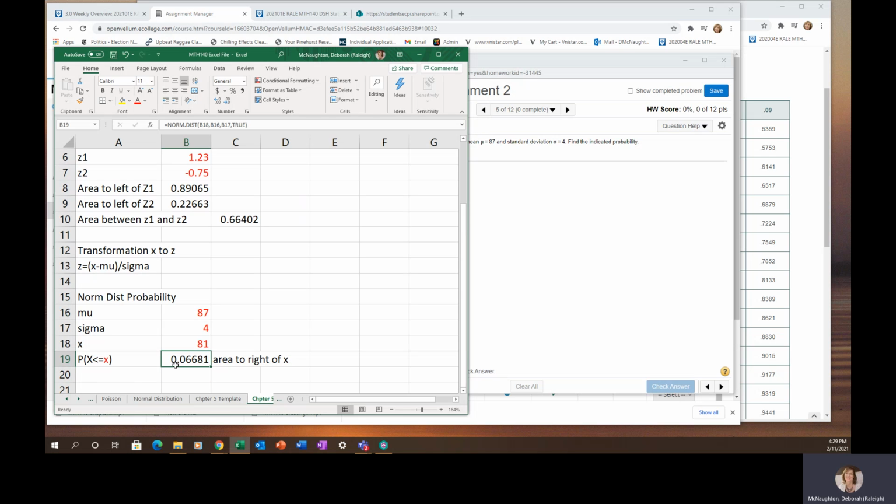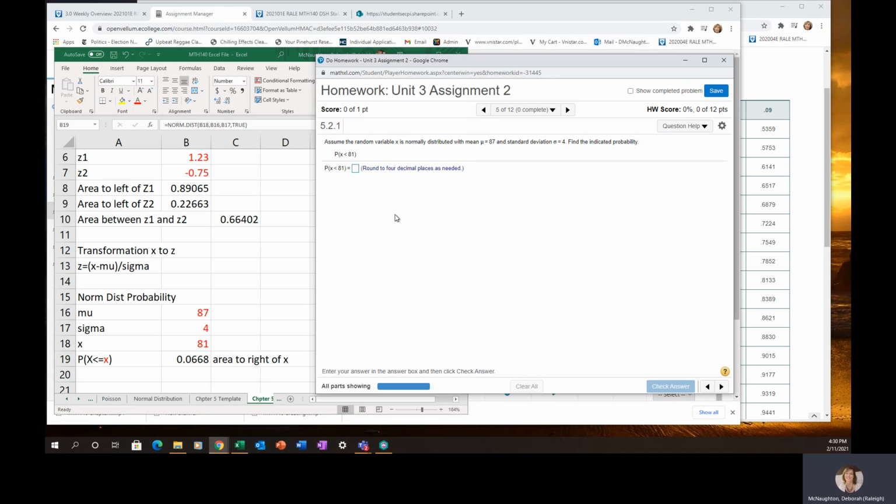Okay, and I got 0.0. Oh, and these should always be to 4 decimal places. So let's go ahead and make this just to 4 decimal places, 0.0668.